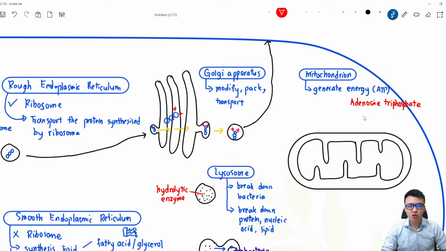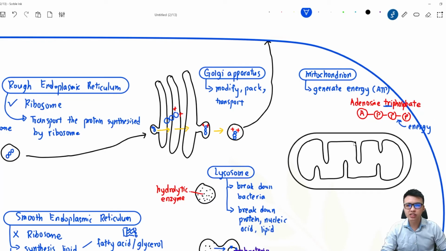So what is adenosine triphosphate? Adenosine is the A, and tri means three phosphate groups. So adenosine triphosphate looks like this, and we have so many bonds here. The energy is stored in the bonds between the phosphates. So we have the energy stored inside the bonds of the phosphates. So this is what the mitochondria produce.